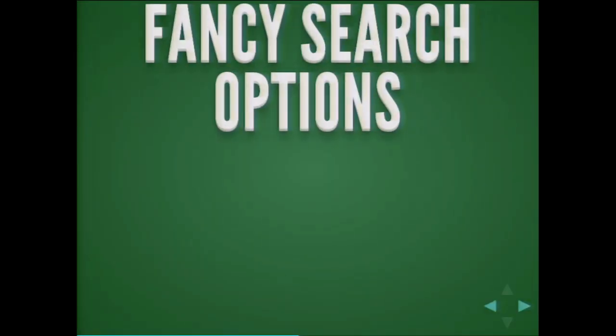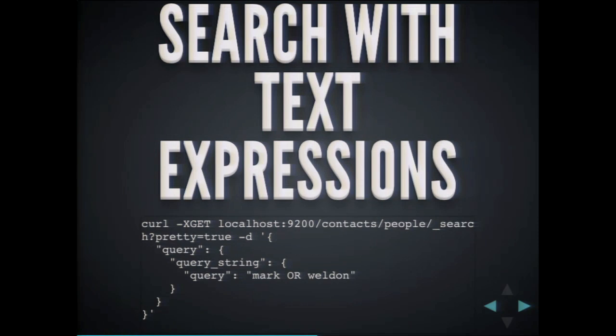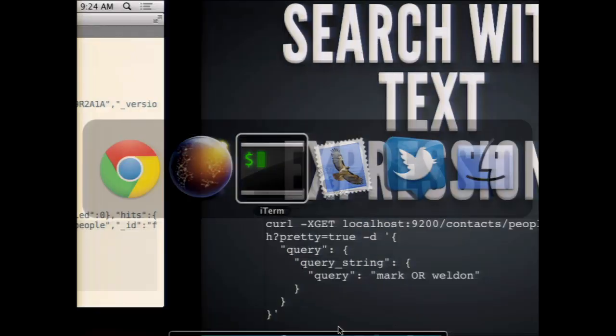So there are lots of fancy search options. All the search options are submitted to Elasticsearch as JSON through a content body, so it's really easy to do in curl. But before I can do any useful searches, I'm just going to insert a little bit more data.